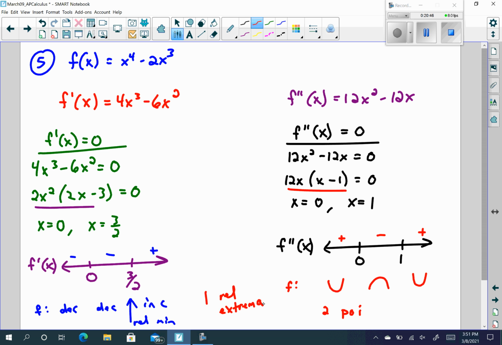But I believe the answer's only limited. I think there was only one choice that had 1 relative extrema. So again, if you find one answer and it's enough to do process of elimination, by all means do that. So the correct answer here was C.